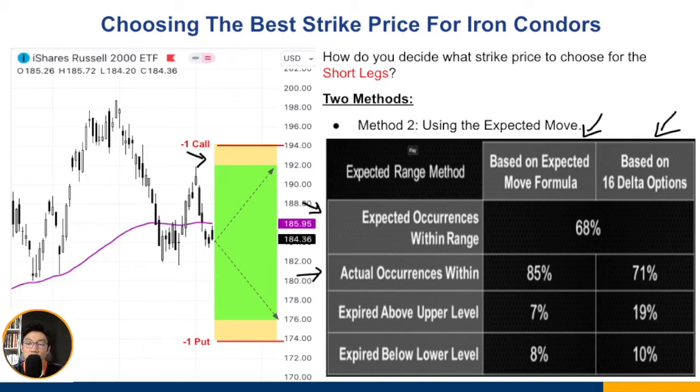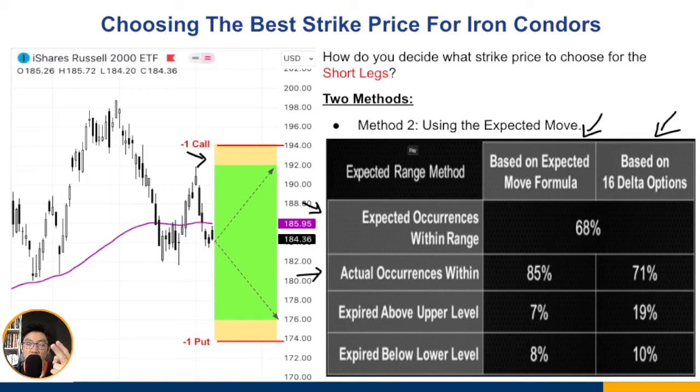So this percentage down here, you notice that the percentage for the 16 delta move is only 71%, whereas the expected move formula shows 85%, right? But if you were to go to the option chain, you will notice that the expected move actually has a smaller range compared to if you place your strikes at 16 deltas. So I think the stats down here have been switched, all right?